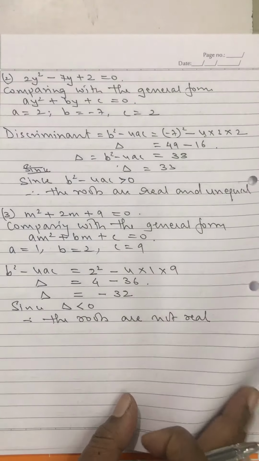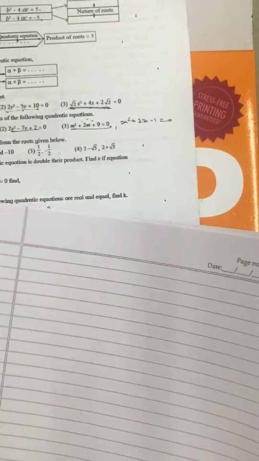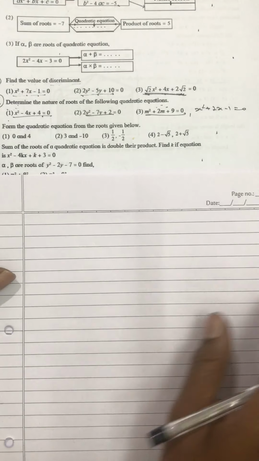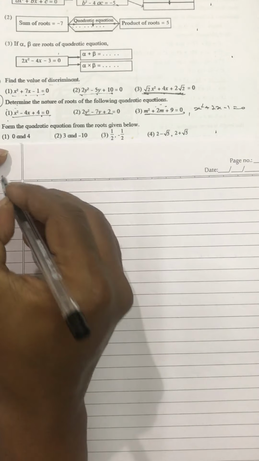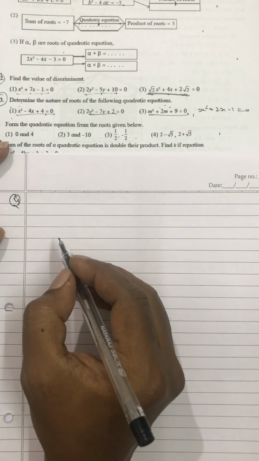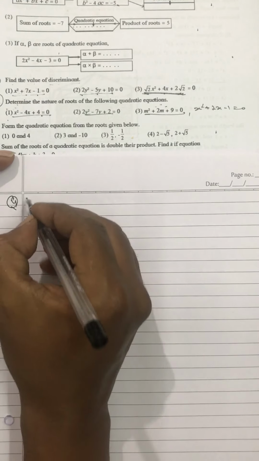Now question number 4, which actually is the basics that I have taught you today. Form the quadratic equation from the roots given below. As I told you, till now a quadratic equation was given to you, and from the quadratic equation you were finding the roots. Now in the fourth question, roots are given to you. Form the quadratic equation from the roots given below.